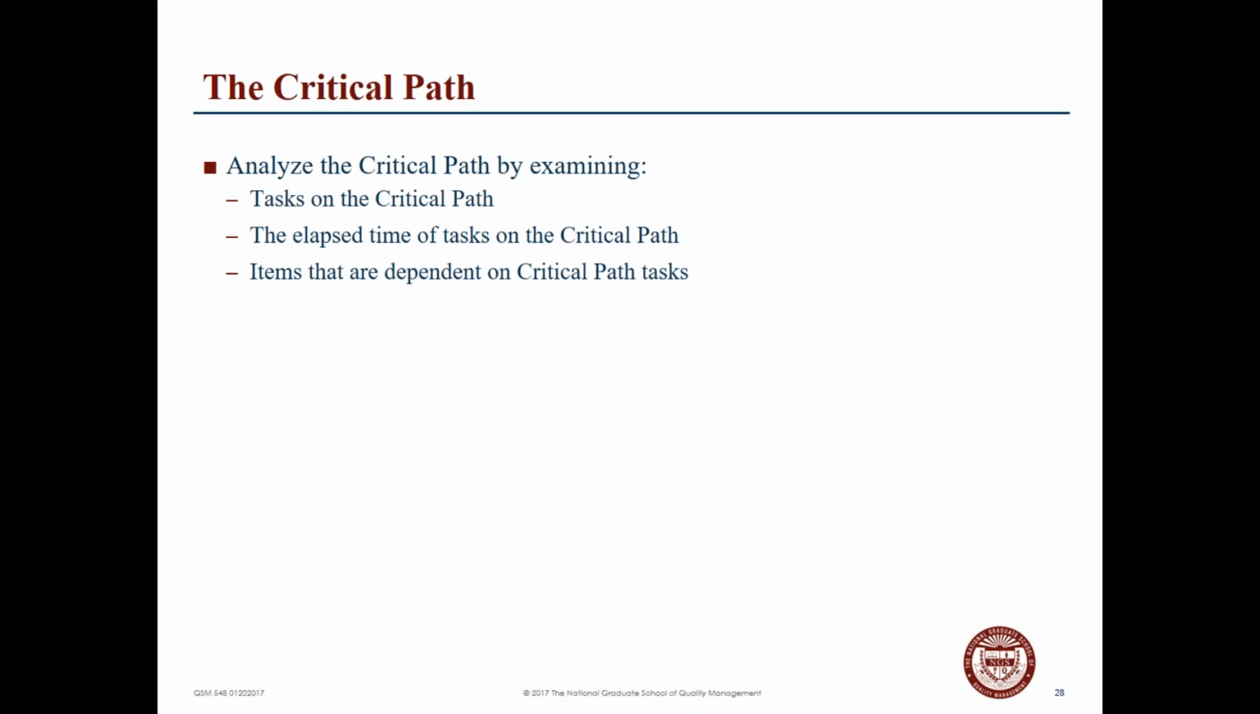What are the tasks on the critical path? What is the elapsed time of the tasks on the critical path? Items that are dependent to one another on those particular tasks. What are the resources that are being expended or utilized on that particular path?